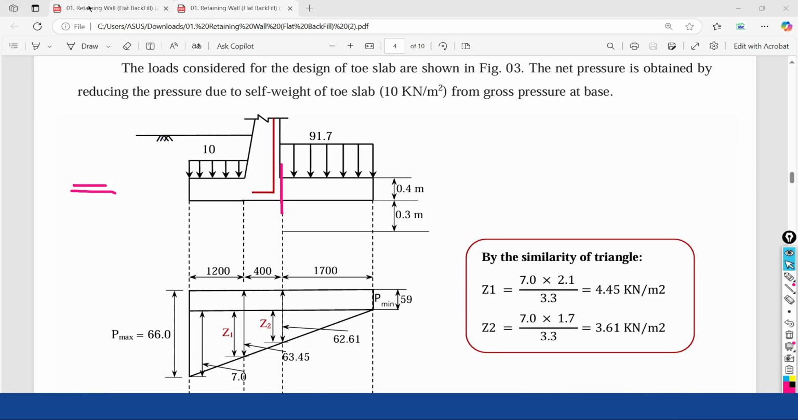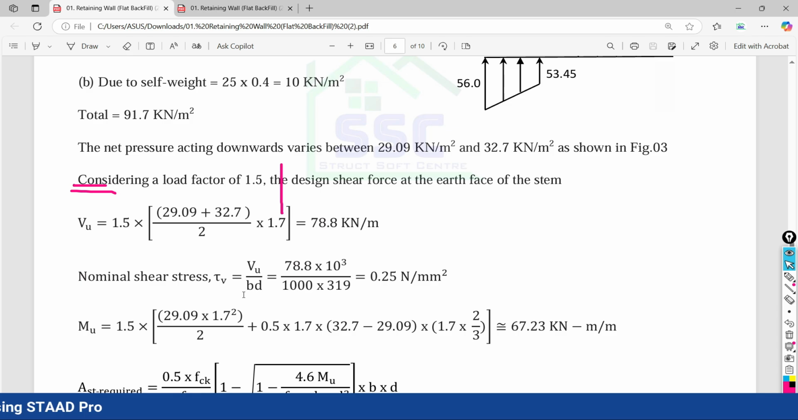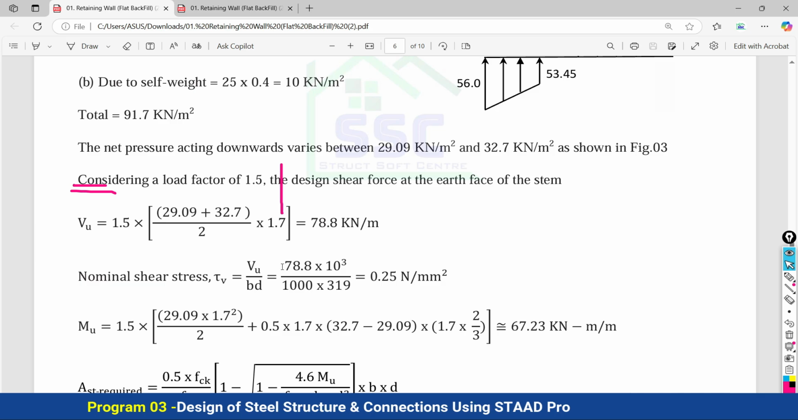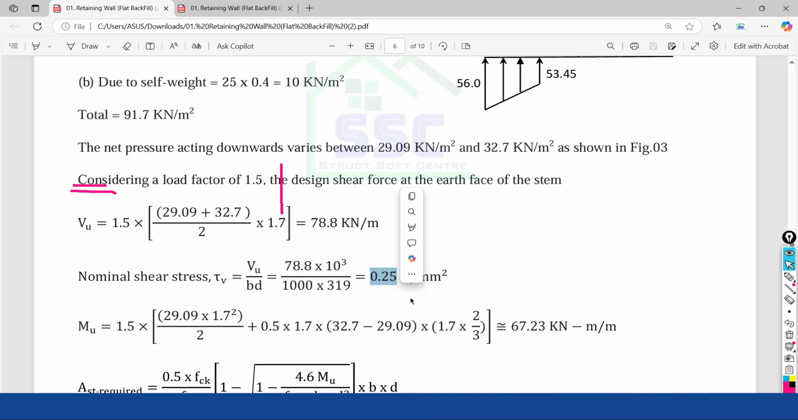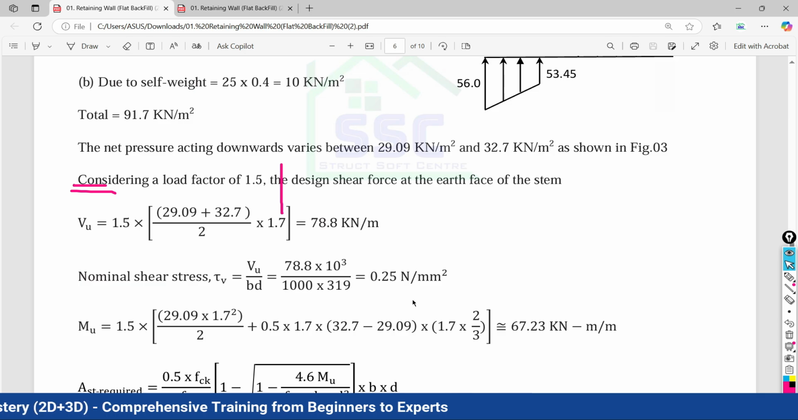Basically it is Vu divided by b into d. So b over 1 meter we are doing the calculation, 1319, and Vu means ultimate load, 78.8 into 10 raised to 3 in newton, we are going to convert it. So finally we are getting the nominal shear as 0.25 newton per mm square, or you can call it MPa. So this is all done for the calculation of the shear force and nominal shear stress.